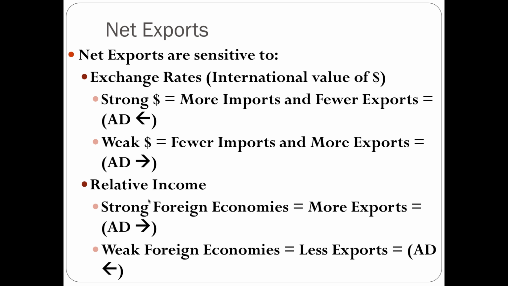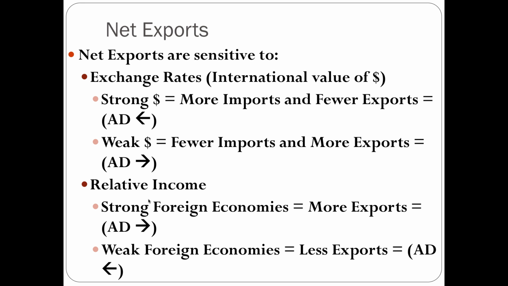Now you also have relative income. Strong foreign economies means that those foreign economies are going to buy our stuff: more exports, aggregate demand shifts to the right. Weak foreign economies are not going to buy our stuff: fewer exports, aggregate demand shifts to the left.